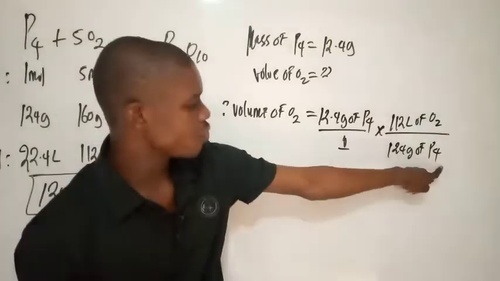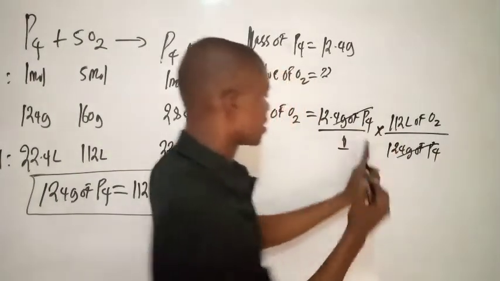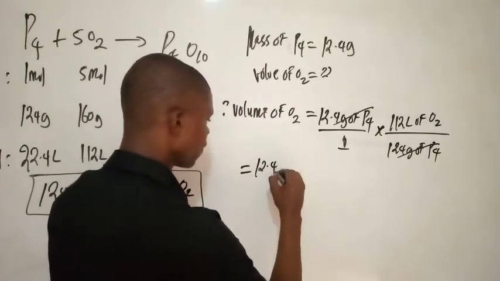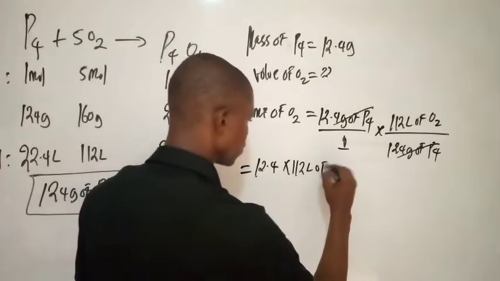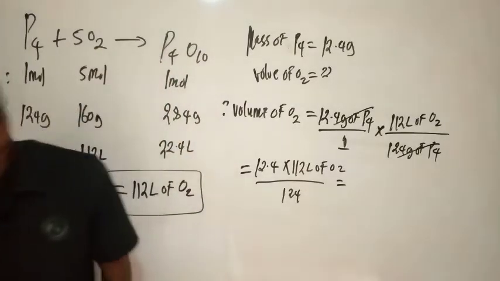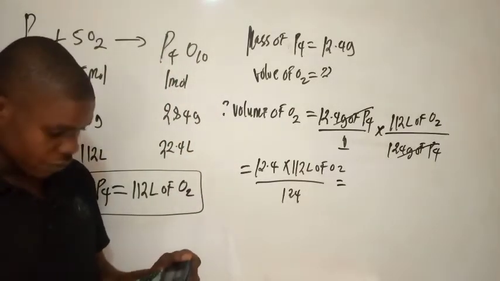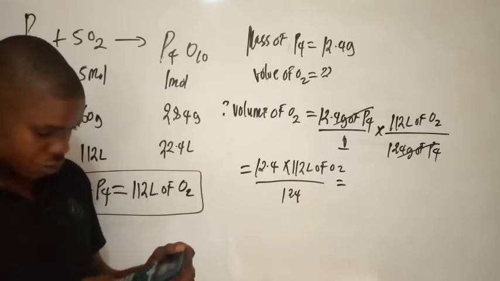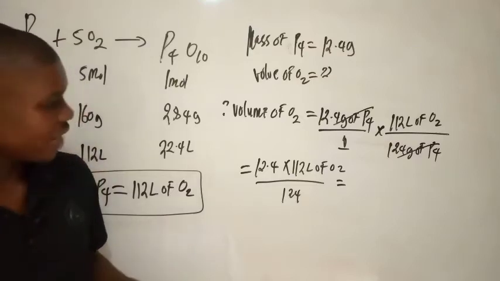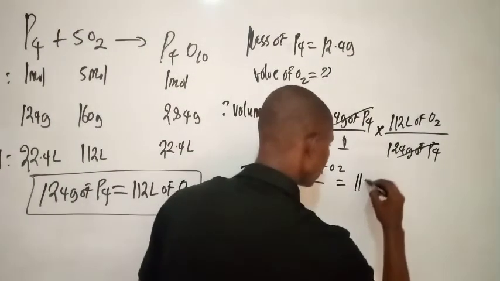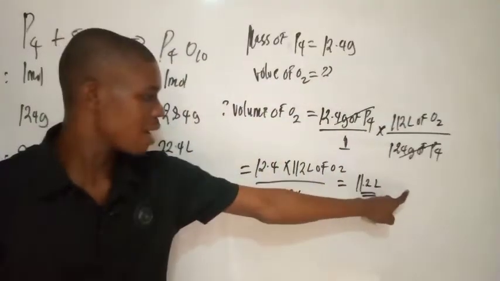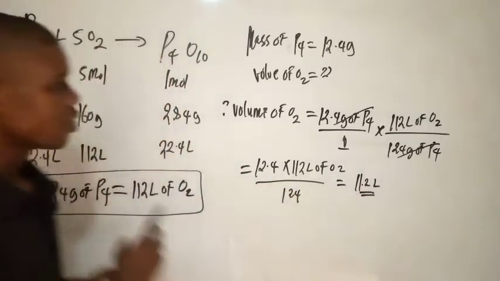Now, the reason why we have to do it like that is so the units cancel out. Gram of phosphorus cancels gram of phosphorus, right? So the one we are left with is 12.4 times 112 liters of O2, all over 124, right? So what you have to do is punch your calculator here. Here we have 12.4 times 112, divided by 124. So here we have 11.2, 11.2 liter. You get? So that is my answer to that particular question.